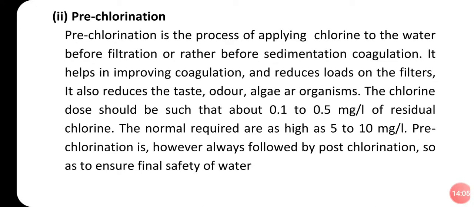Pre-chlorination is the process of applying chlorine to the water before filtration, or rather before sedimentation and coagulation. It helps in improving coagulation and reduces the load on the filters. It also reduces the taste, odor, algae and organisms. The chlorine dose should be such that about 0.1 to 0.5 milligram per liter of residual chlorine is there. The chlorine dose must leave 0.1 to 0.5 milligram per liter of residual chlorine.